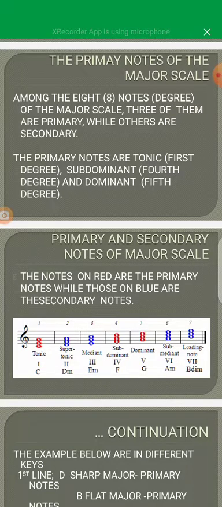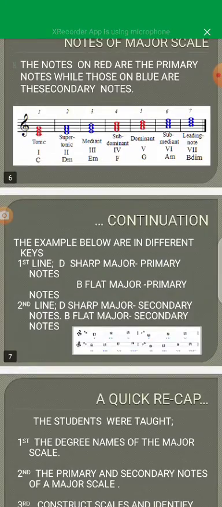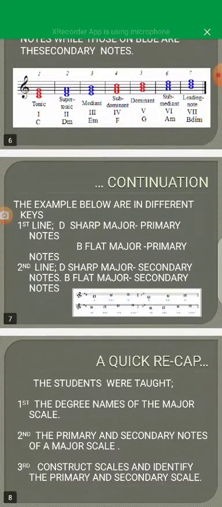So you're going to find out that you have 3 primary notes and 4 secondary notes. I hope you're answering the questions I asked you to place at the back of your mind when we started. So I want you to follow them gradually and make sure you answer all as we gradually wind up.